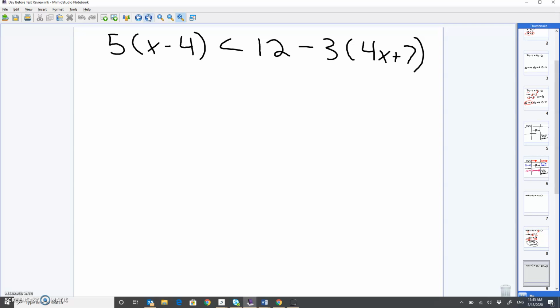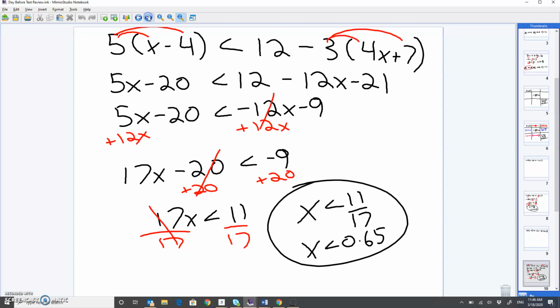This one's a little bit longer. 5 times x minus 4 is less than 12 minus 3 times 4x plus 7. Please take a moment and try this question yourselves. The correct answer is x is less than 11 over 17, or x is less than 0.65.